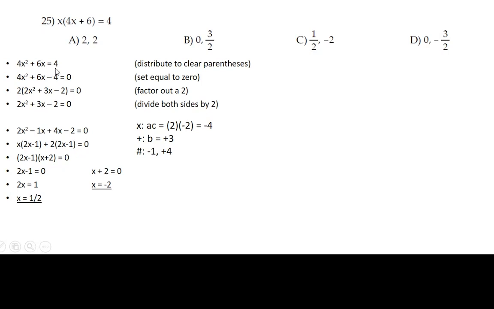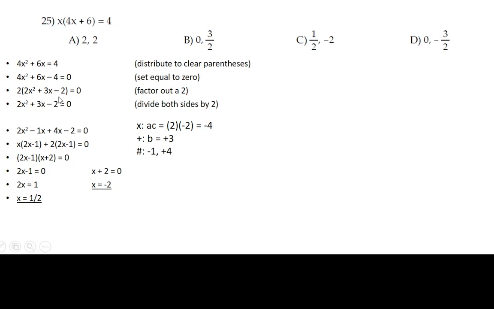Then what do we do? We set equal to 0. Everything on one side, 0 on the other, factor and solve. That's the steps to do these problems. So we move that 4 to the left by subtracting 4 from each side: 4x squared plus 6x minus 4 equals 0.